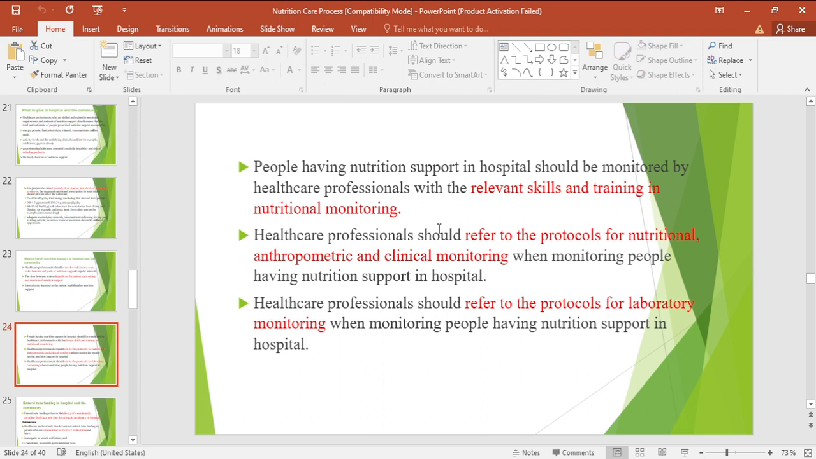People having nutrition support in the hospital should be monitored by the healthcare professionals. The professional should also refer to the protocols for nutritional, anthropometric, and clinical monitoring when they are monitoring people having nutrition support in the hospitals.